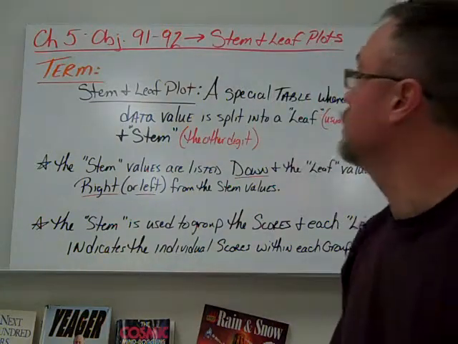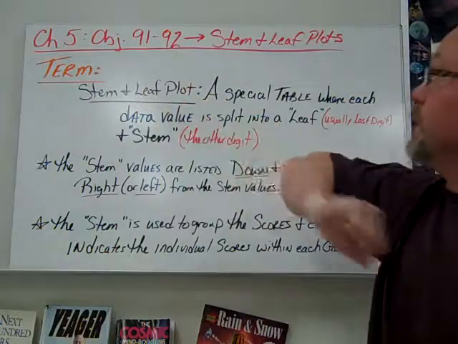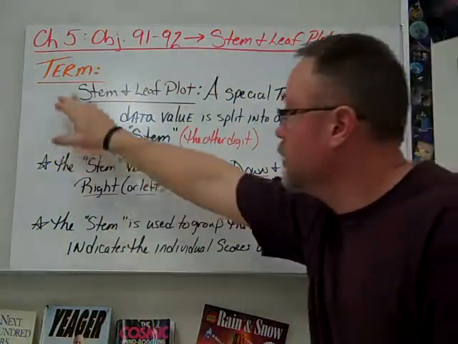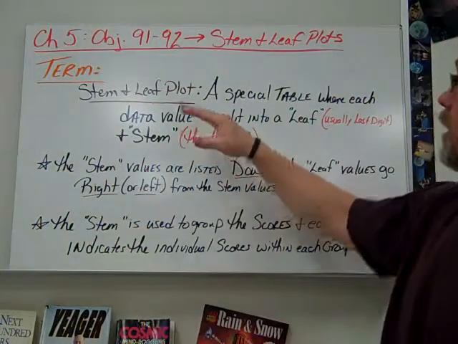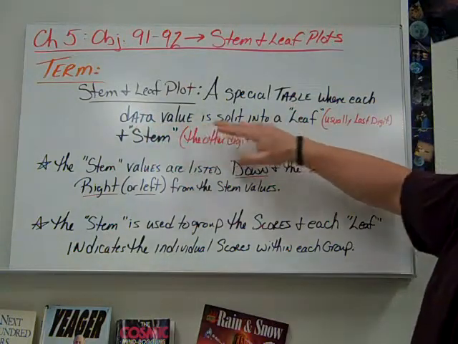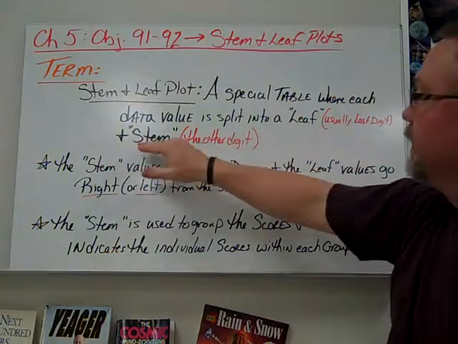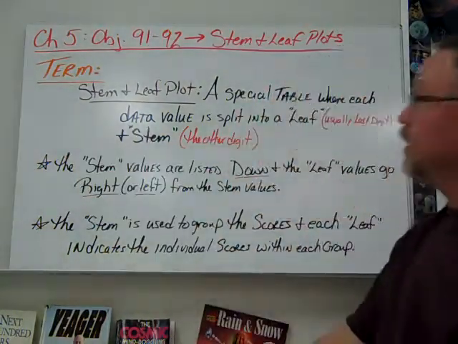Our next two sections, or objectives in Chapter 5, are objectives 91 and 92. These are called stem and leaf plots. So we're going to start out with our terms. A stem and leaf plot is a special table where each data value is split into a leaf, usually the last digit, and a stem, which is the other digit, which would probably be the first digit.